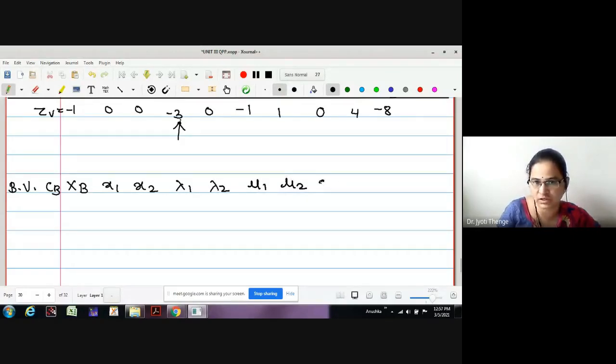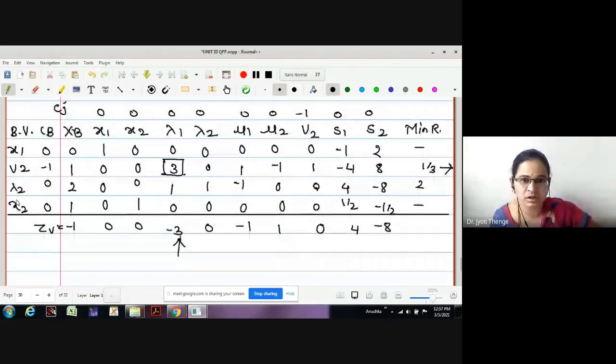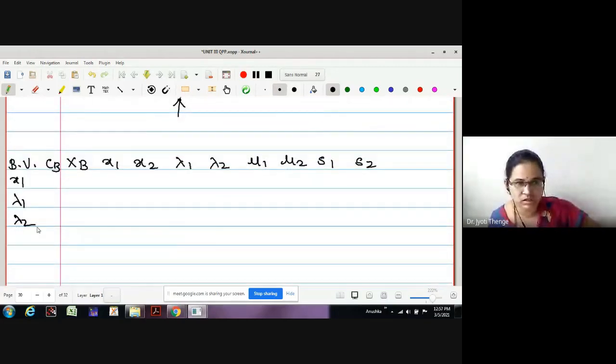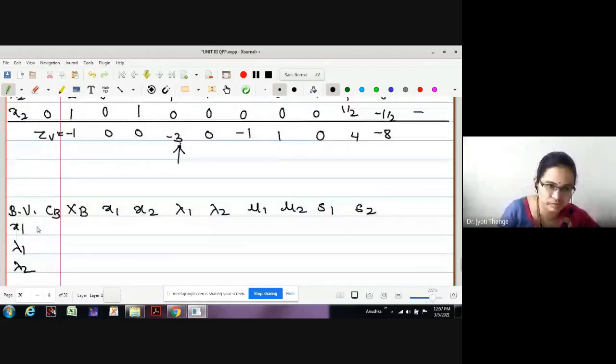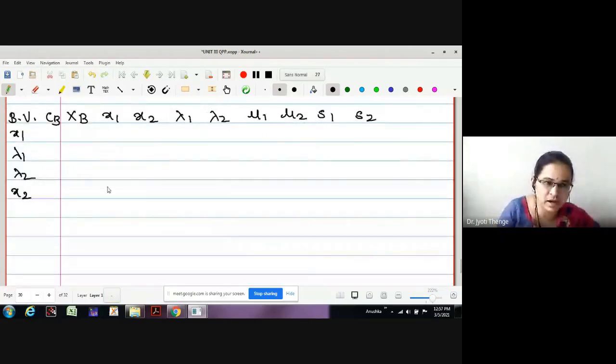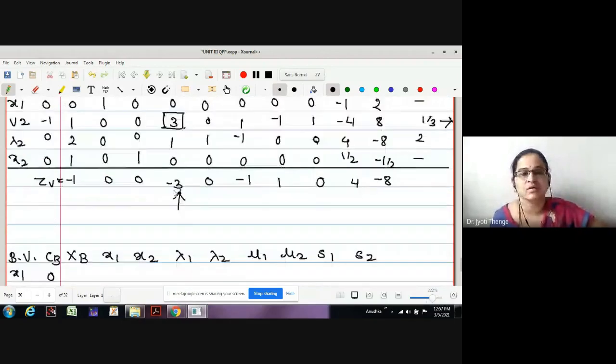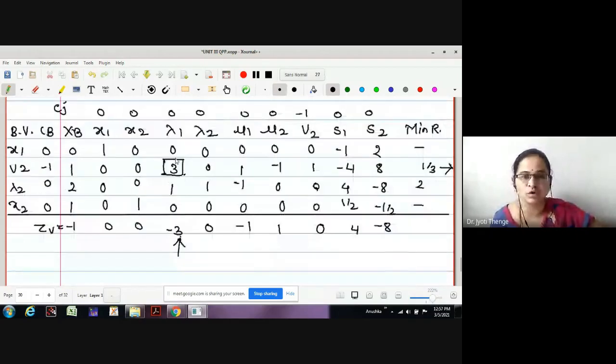V2 goes out. That is S1, S2. The basic variable now becomes, which basic variable? X1, then lambda 1, no? X1, lambda 1, lambda 2. Last is cost, which will be now the XB column. Which row operations should be used? No change in first and fourth row. Second row should be divided by 3.